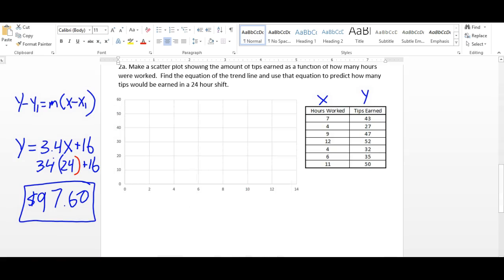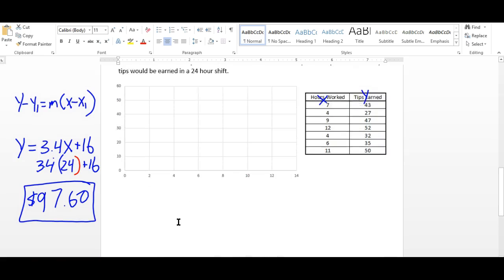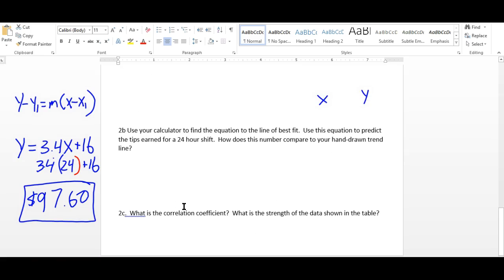2.89x plus 18.95. So y equals 2.89x plus 18.95. That is, I'd say, similar to this over here. 3.4 and 2.89 aren't too far apart. The y-intercept, 19 and 16, are relatively close.